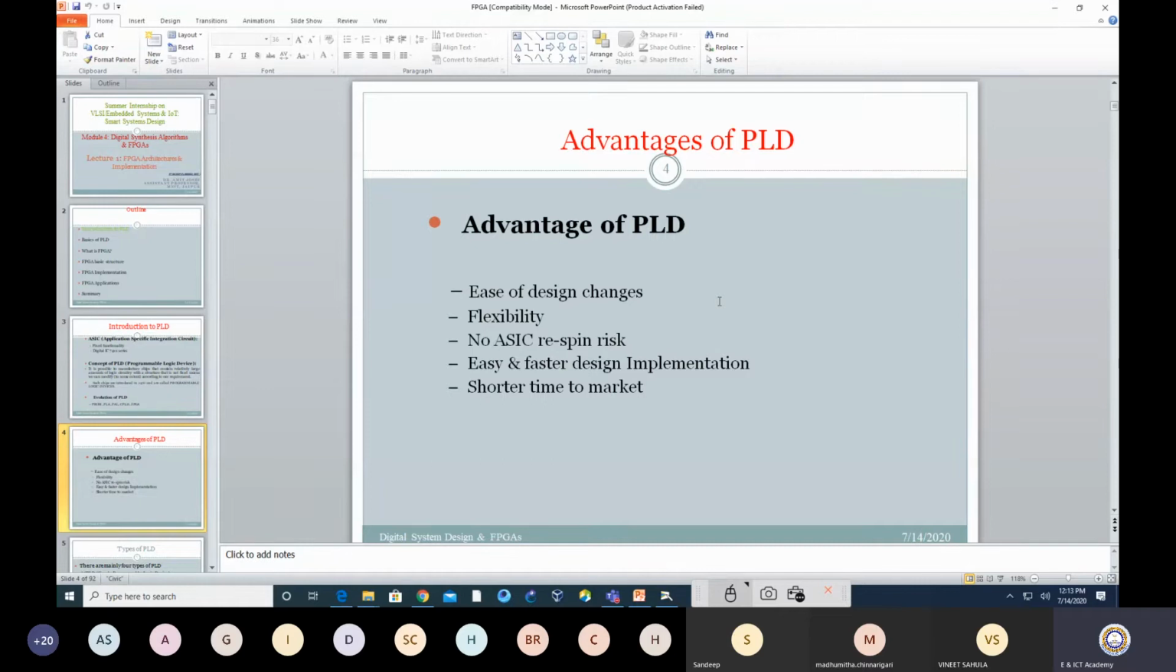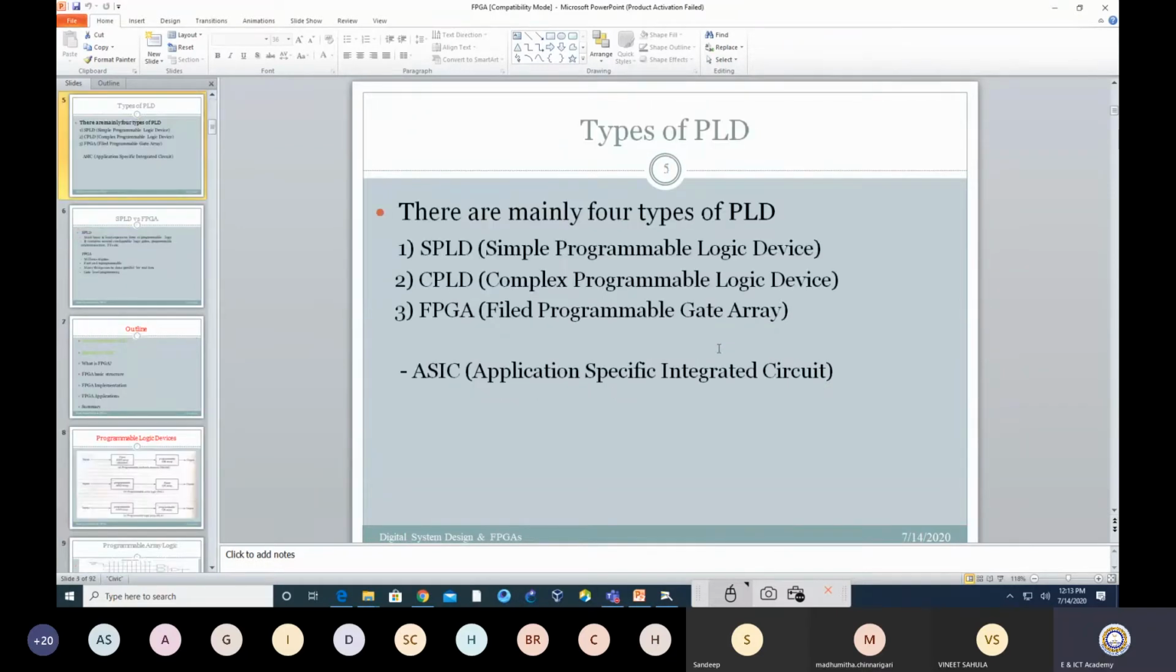So easy and faster design implementation, of course, is important, and very important is shorter time to market. That means once I come up with some idea or specification, I would like it to be available as a product in the market. Now I will follow that path through which I get less time as well as less effort. So this PLD is a solution for that, which can help you come to the market very quickly through the validation of your concept.